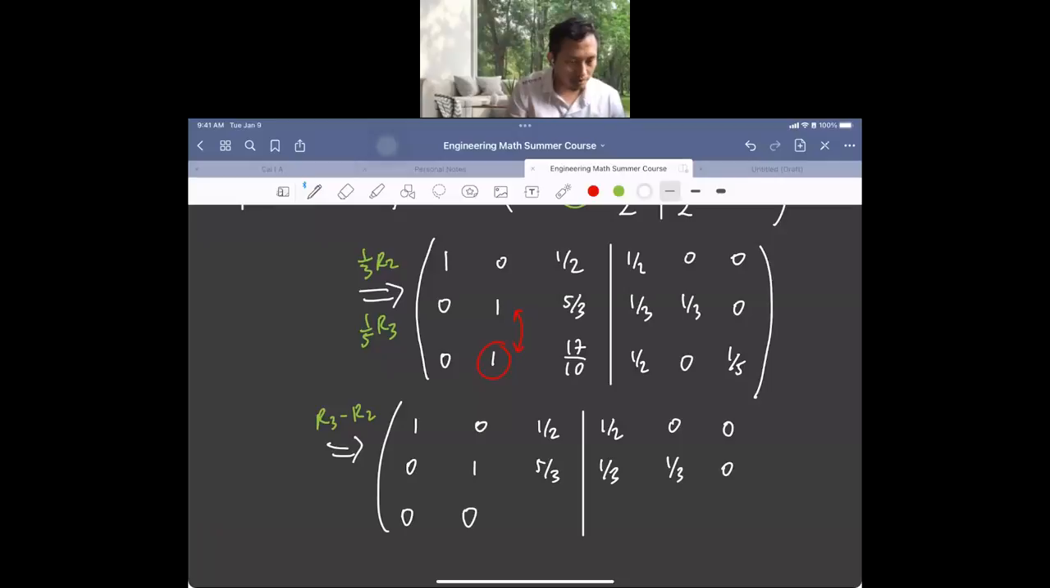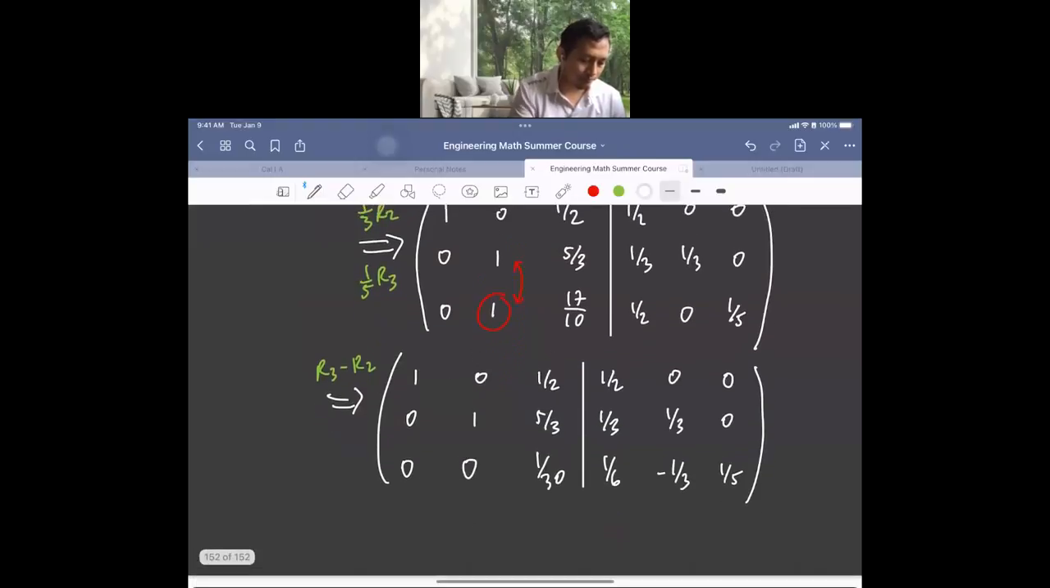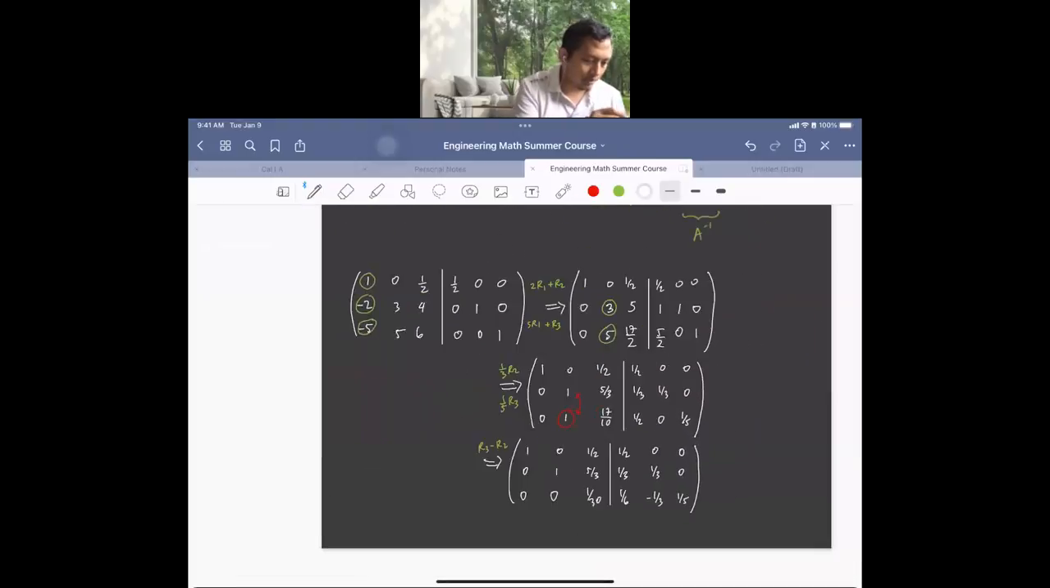Okay, so 51 divided by 51 minus 50 is 1 over 30, right? 1 over 30. Half minus 1 over 3 is 1 over 6. Minus 1 over 3, 1 over 5.